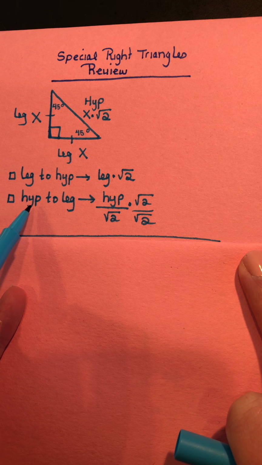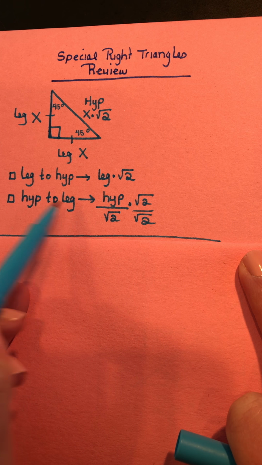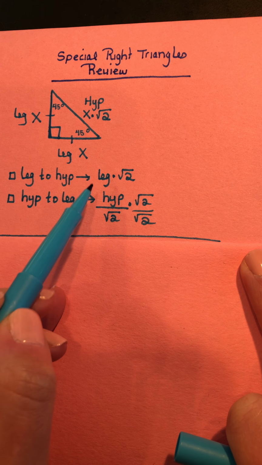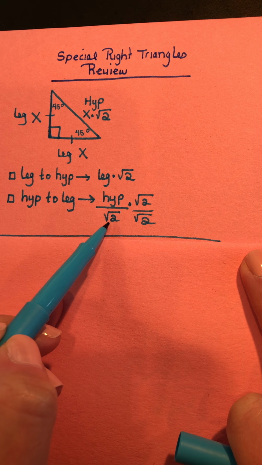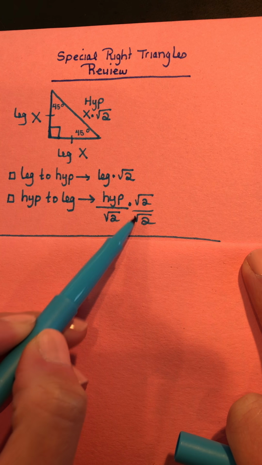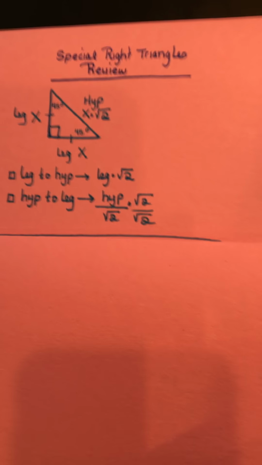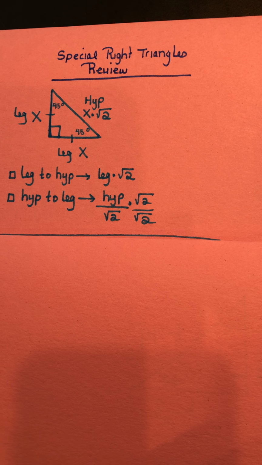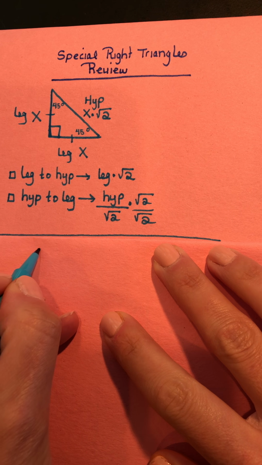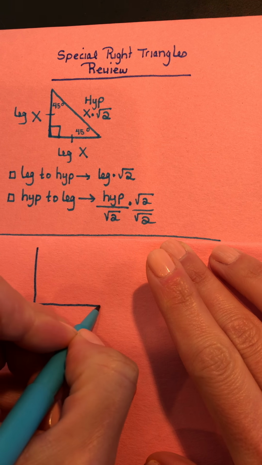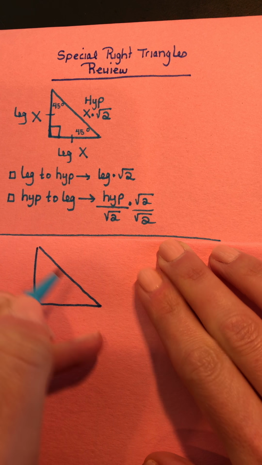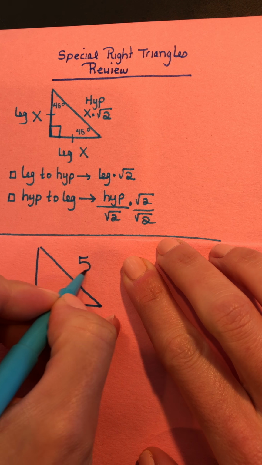Going from the hypotenuse to the leg, that's going down in size. We're going to take the hypotenuse, divide by root 2, being careful to rationalize because we can't have a radical in the denominator. So let's just do a quick example just to refresh our memory. And I'm going to do maybe a harder example where you're given the hypotenuse.